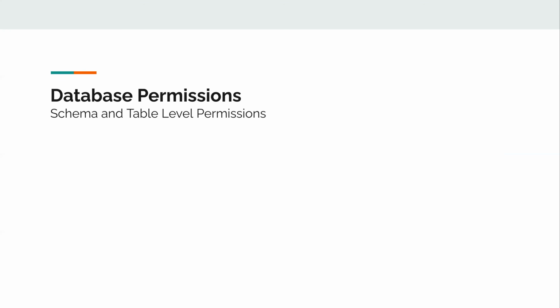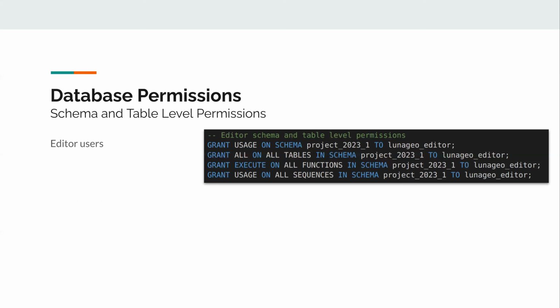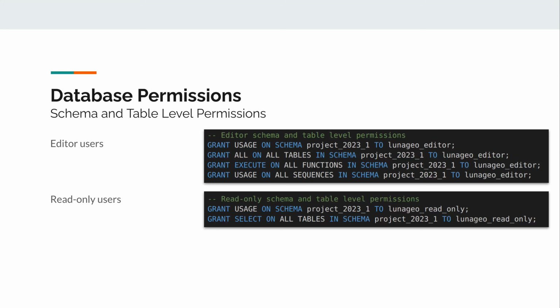For the schema and table level permissions, editors, obviously admin have access to everything. They can do anything they want. So for editors, they have usage on the schema when it's being created. They have access to all tables, so they can edit, they can delete, they can truncate, they can do anything they need. And we can modify that based on however we're implementing this for a client. And they can also execute functions, and they can use sequences. Read-only users, they have usage on the schema, of course, and they only have selectability on the data sets.